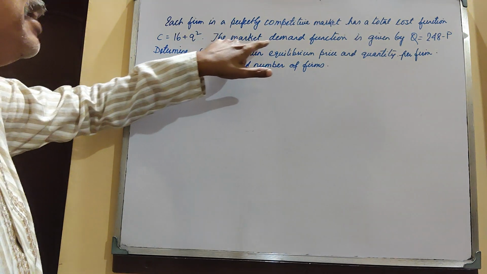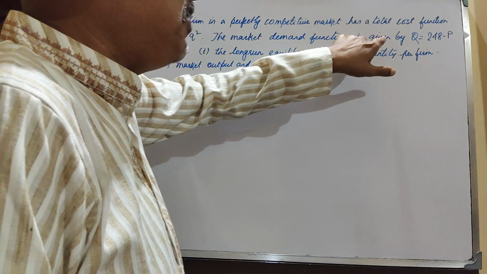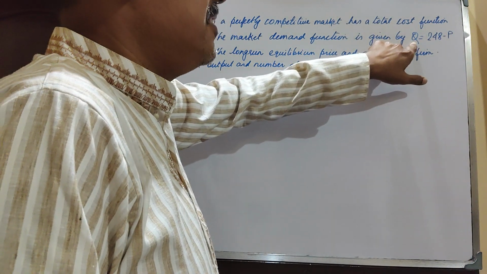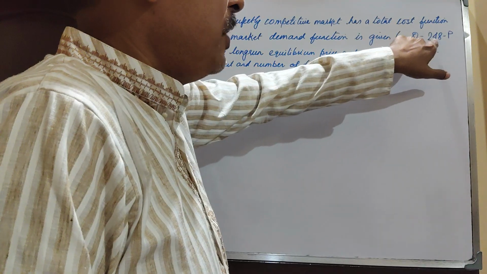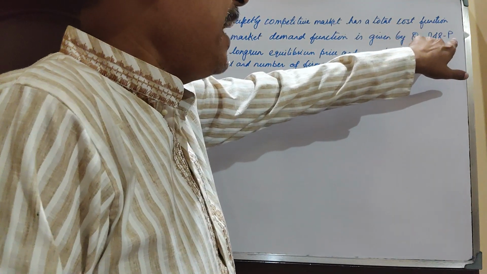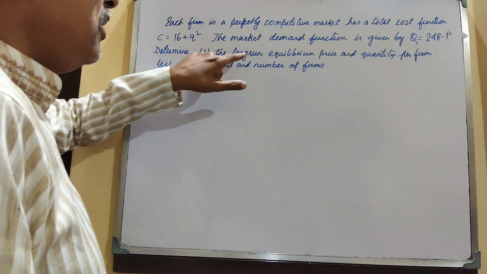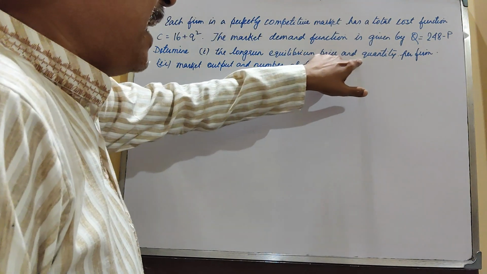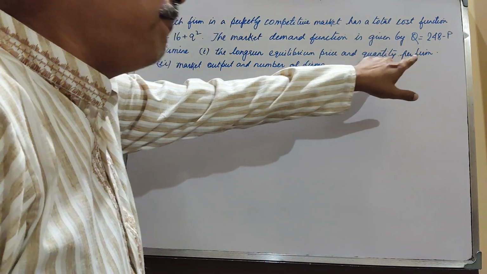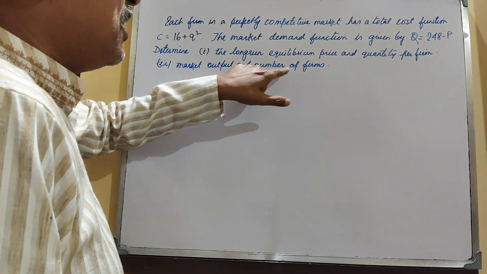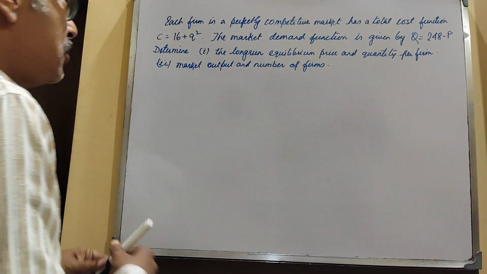The market demand function is given by capital Q, the market output, equals 248 minus P. Determine number one, the long run equilibrium price and the quantity per firm. Number two, market output and the number of firms. Now, solution.